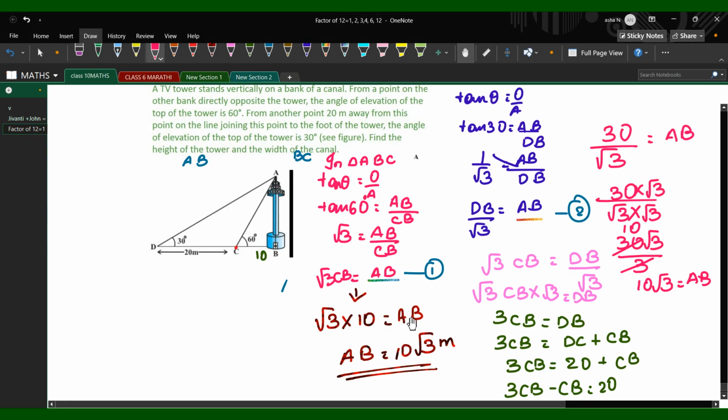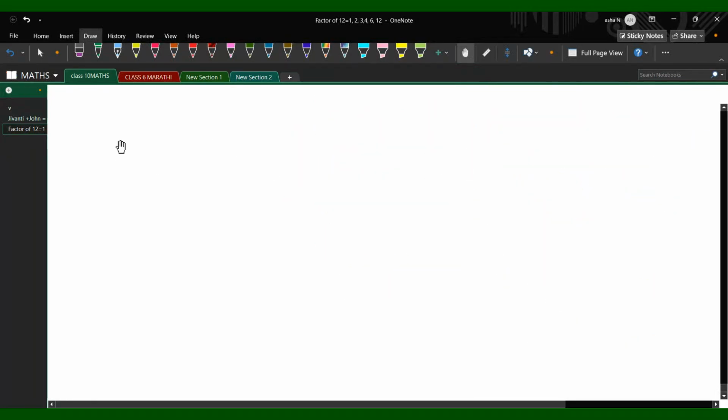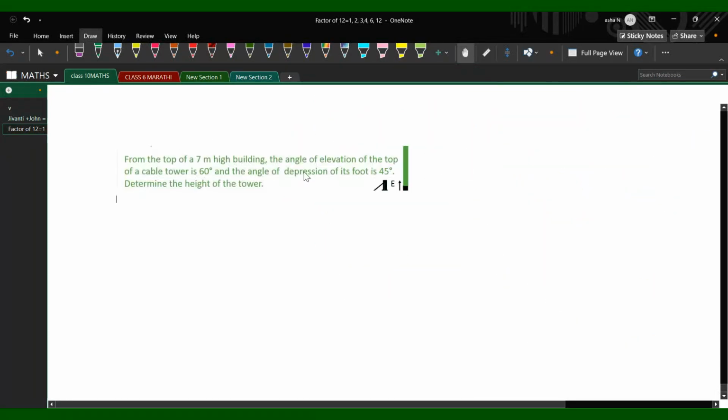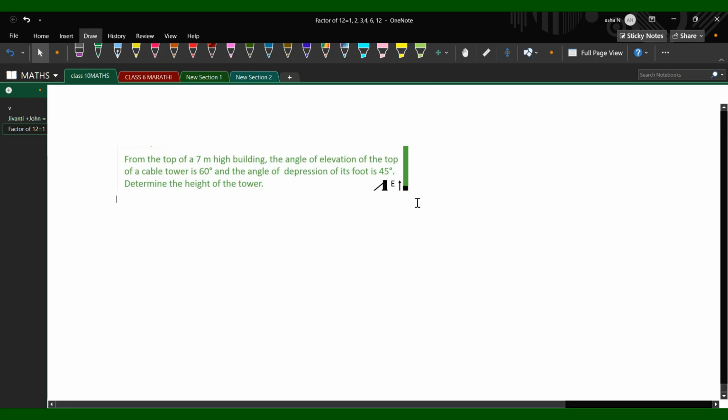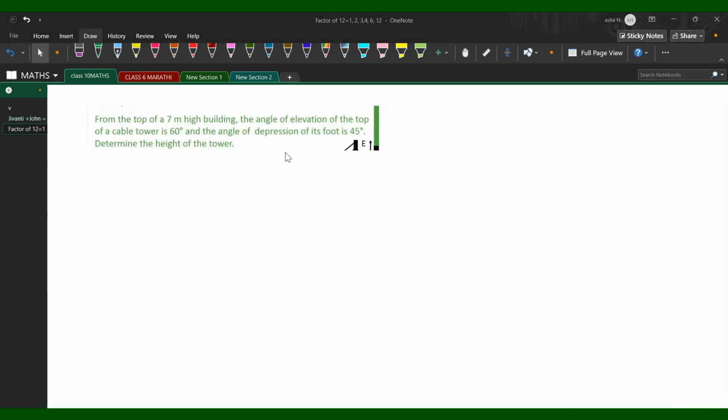Done? Okay, let's move on to the next one. From the top of a 7-meter high building, the angle of elevation of the top of the cable tower is 60 degree and the angle of depression of its foot is 45. We have to find out the height of the tower. So let's make the diagram first.